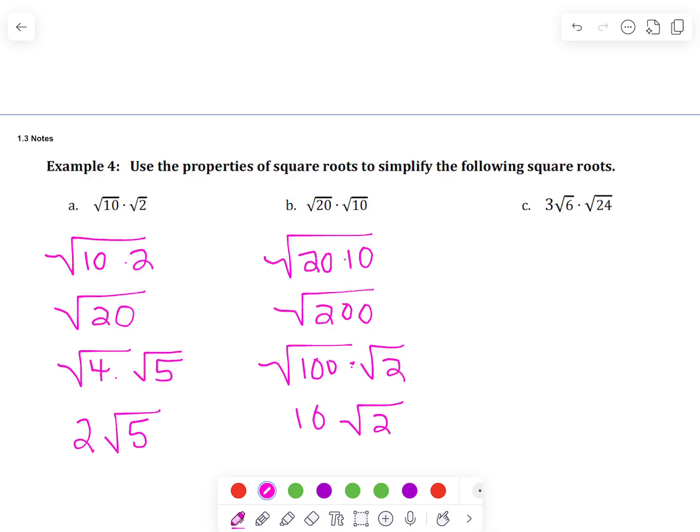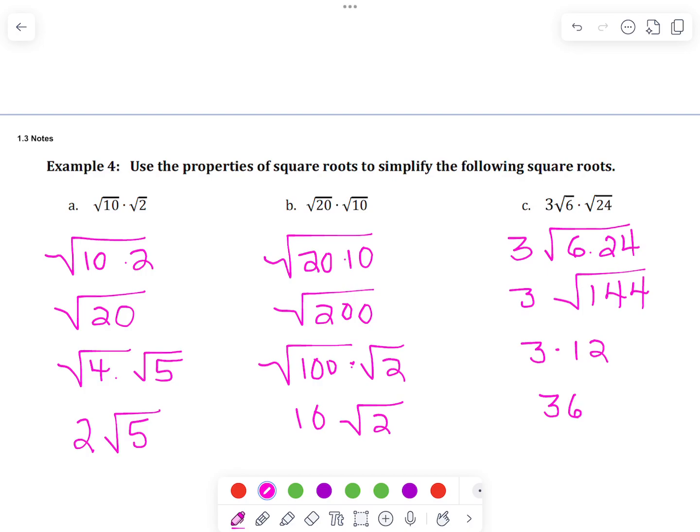Next example here we have 6 times 24. 6 times 24 is 144. And then the square root of 144 is 12. So we multiply then 3 times 12 together, giving us 36.